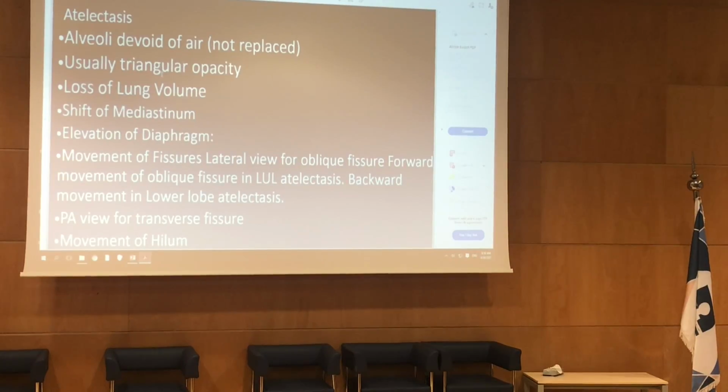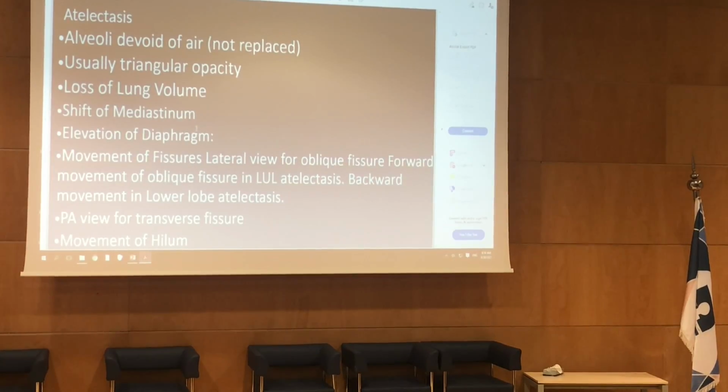If it's on the left side, you will find that the left hemidiaphragm, the left cupola of the diaphragm, is actually higher than the right. It should be lower, right? So this will tell you there's a loss of volume here. There's a lung collapse. Also, the movement of the fissures on the lateral view will change, right?